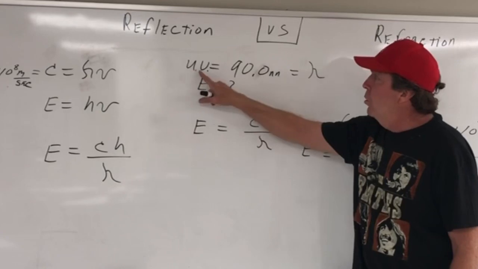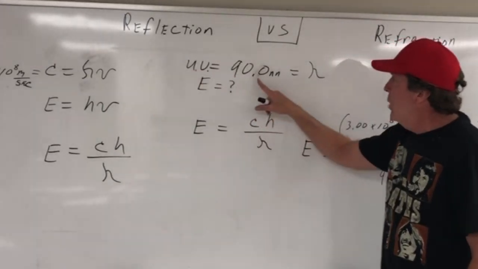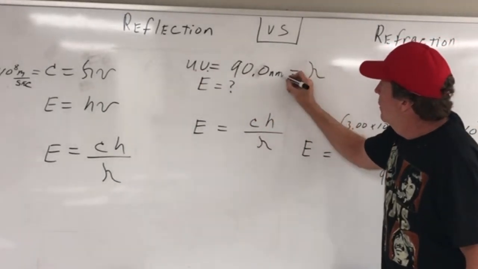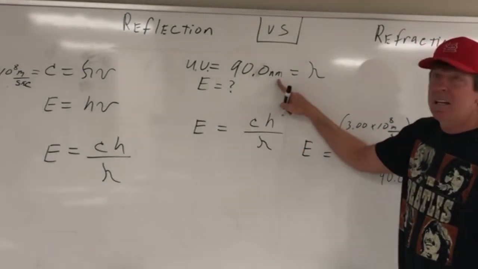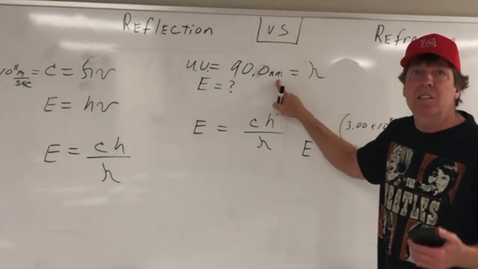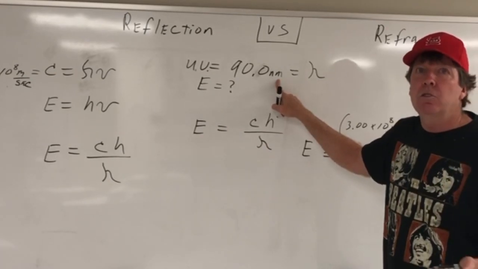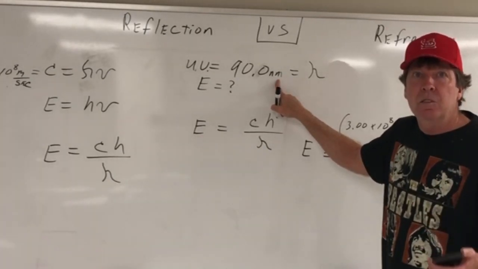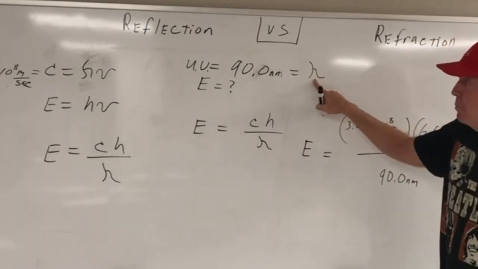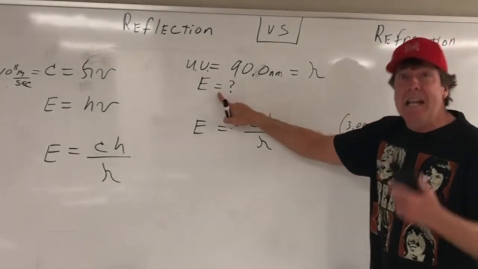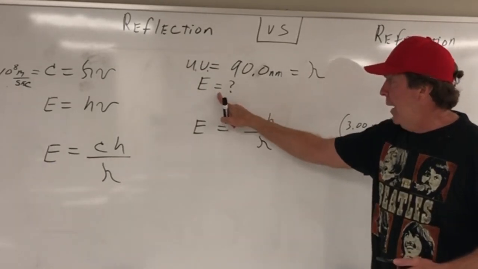I'm given ultraviolet light with the wavelength in nanometers. So this is 90 nanometers. Again, a frame of reference is 700 nanometers to 400 nanometers is visible light going from red to violet. So there's my lambda. I want to figure out the energy content associated with that.